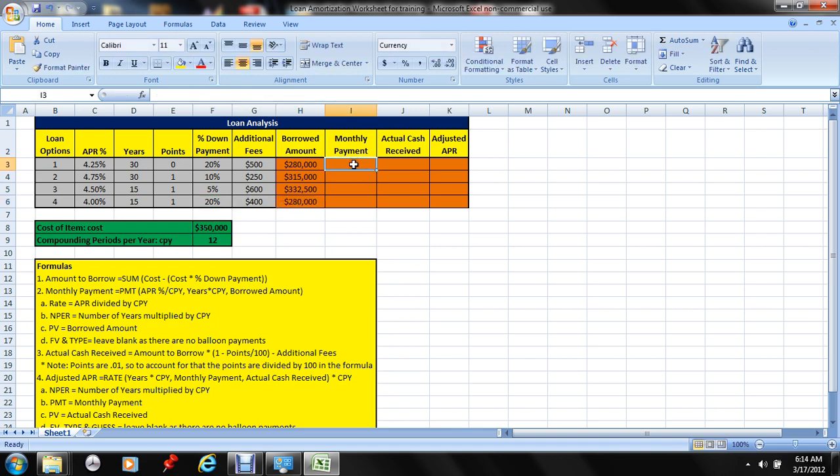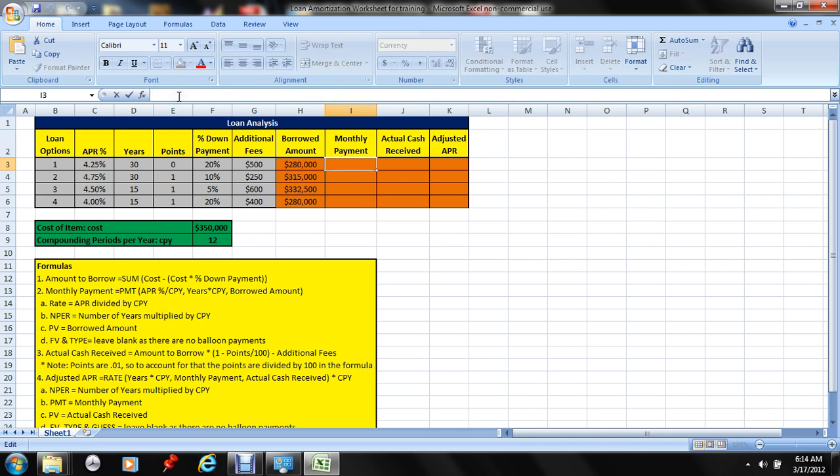Okay. So next I'll build a formula to calculate the monthly payment for loan option 1, and again apply that formula to the remaining loan options. So to build this formula, I'll start by clicking on the monthly payment for loan option 1.